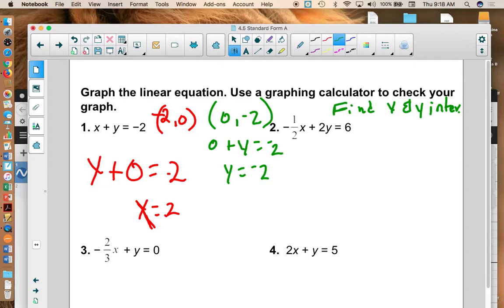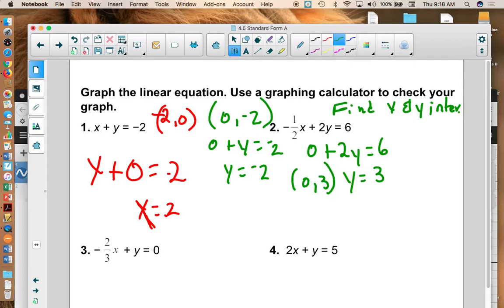G? Okay, let me ask you this, G. Did you let X be 0? And if X is 0, then you would have had 0 plus 2Y equals 6. Do you agree with that? And at that point, you would have Y equals 3. Do you agree with that? So this point is 0, 3.